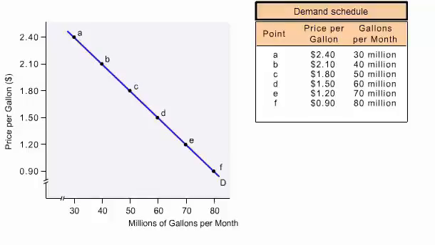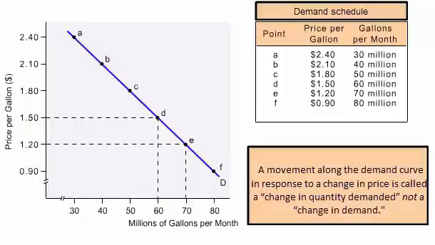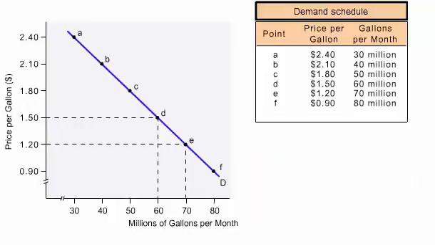For instance, if the price per gallon is $1.50, then the corresponding quantity demanded is 60 million gallons per month. If the price falls to $1.20 per gallon, then the quantity demanded increases from 60 to 70 million gallons monthly. As a result of a lower price, the quantity demanded has increased. A movement along the demand curve in response to a change in price is called a change in quantity demanded, not a change in demand.